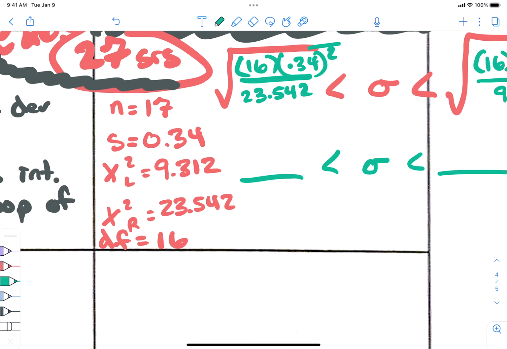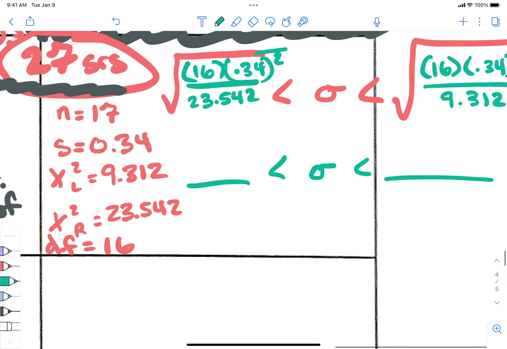Got a couple of people typing this in. Very cool. A little bit of a struggle, but that's fine. On the left side, I got 0.28. Yeah. Okay.